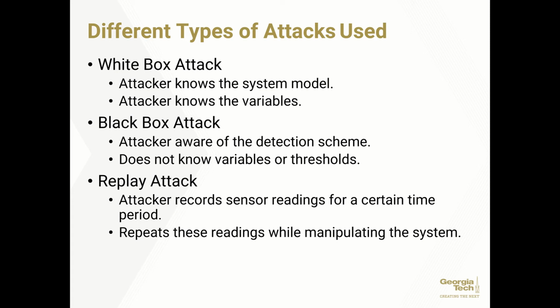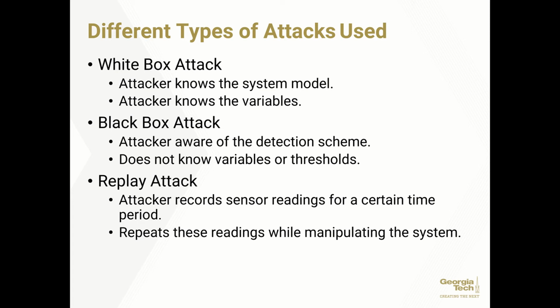In the case of the black box attack, the attacker is aware of only the detection scheme, but not system variables nor system thresholds. This allows the attacker to hide itself while learning about the system. So the attacker inserts himself, and there is a learning phase where the attacker learns about normal expected data within the system. After the learning phase has commenced, the attacker can execute its attack on the system.